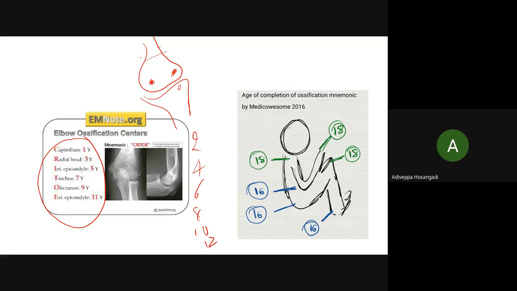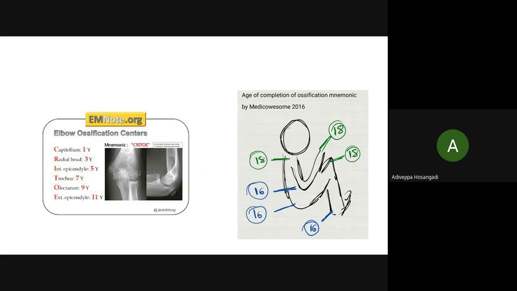Remember this. Already the elbow is there. Every bone is there, but it is in a cartilaginous form. You see the ossification center because there is bone formation, which is radio-opaque on X-ray. So why this is essential is especially in age estimation. Okay, will not go there.